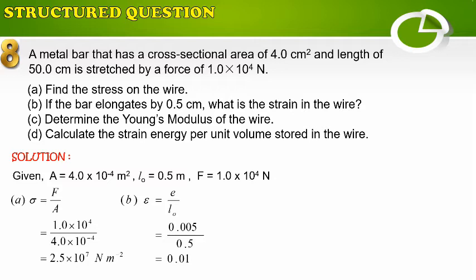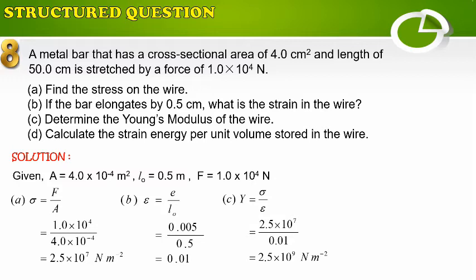For question number 8c, we need to determine the Young modulus of the wire. Because in A and B, we have calculated the stress and the strain of the wire. So we just use those values to calculate the Young modulus. Because of that, we get the value for the Young modulus, which is equal to 2.5 times 10 power of 9 Newton per meter square.